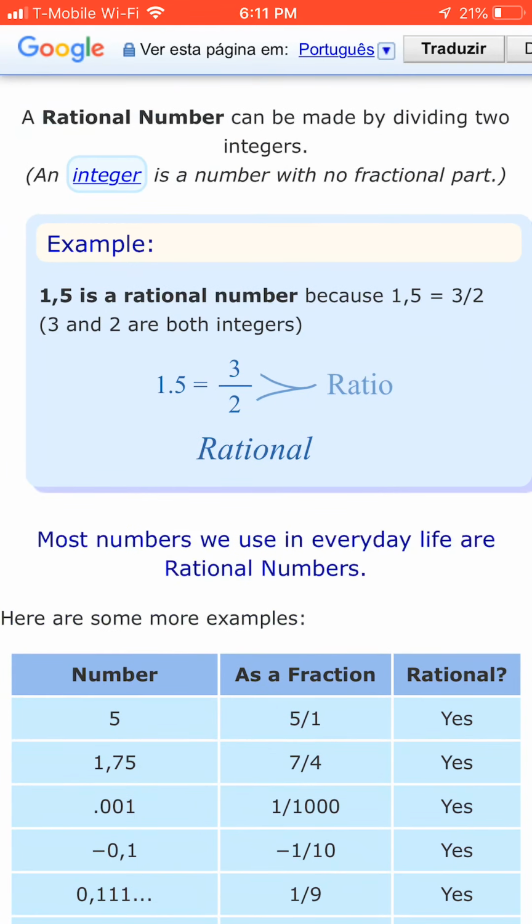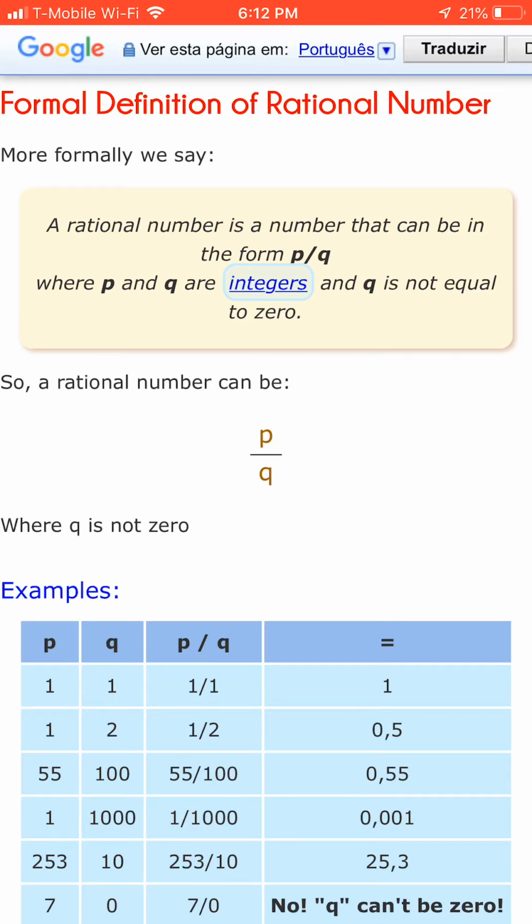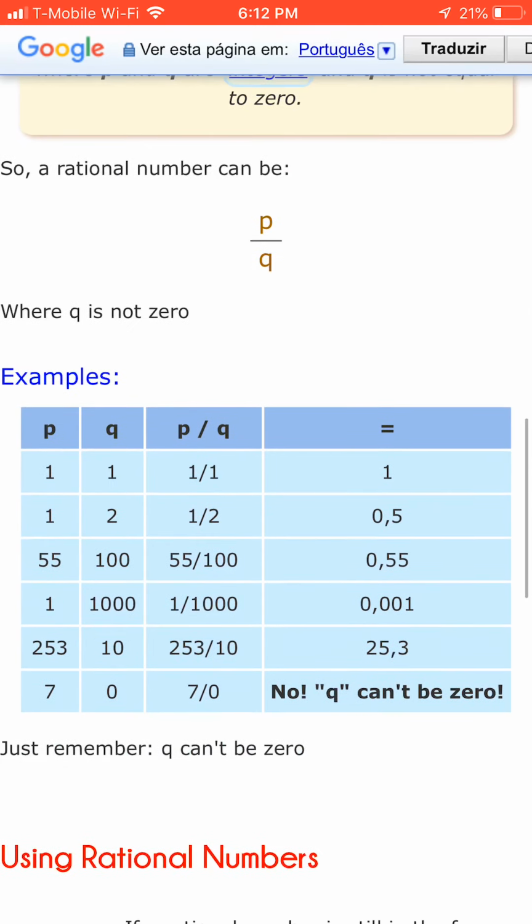Formal definition of a rational number. More formally, we say a rational number is a number that can be in the form p/q, where p and q are integers and q is not equal to 0. So a rational number can be p/q, where q is not 0. Just remember, q can't be 0.